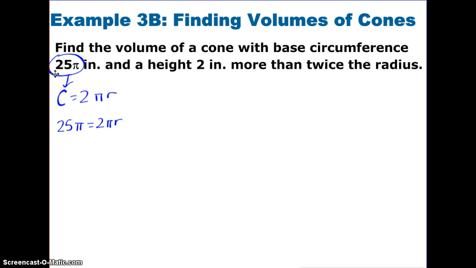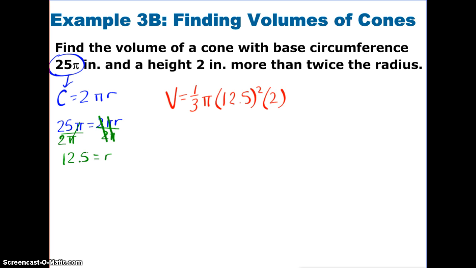When I divide both sides by 2 pi, the 2's simplify to 1, the pi's simplify to 1, and I'm left with r equals, oops, I forgot my 2 right there, 25 over 2, which is 12.5. So I have a radius of 12.5 inches, and I have a height of 2 inches. I can now find the volume of the cone. So the volume equals 1/3 pi r squared, where r is 12.5, times the height, which was 2 inches.